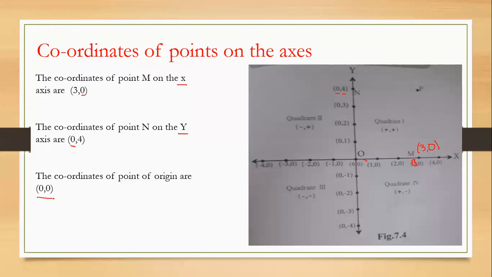So this you have to keep in mind. If the point is on the axis, then the other axis coordinate will be 0. Means if the point is on x-axis, y coordinate will be 0. And if the point is on y-axis, x coordinate will be 0. And what about origin? The coordinates of point of origin are 0, 0.